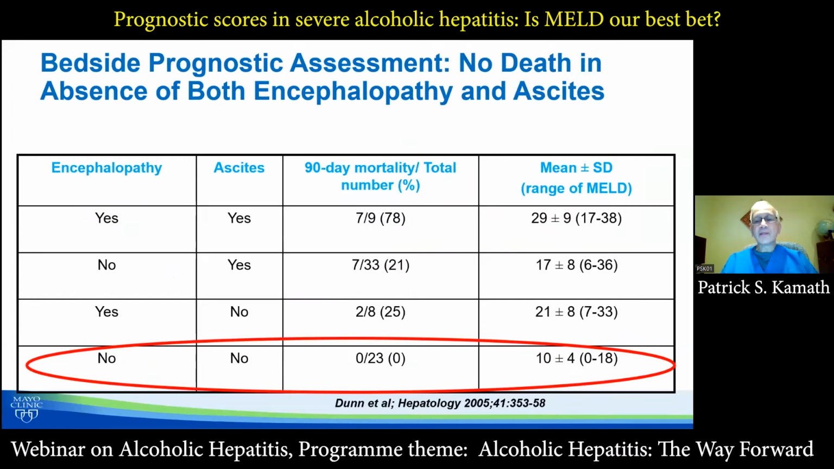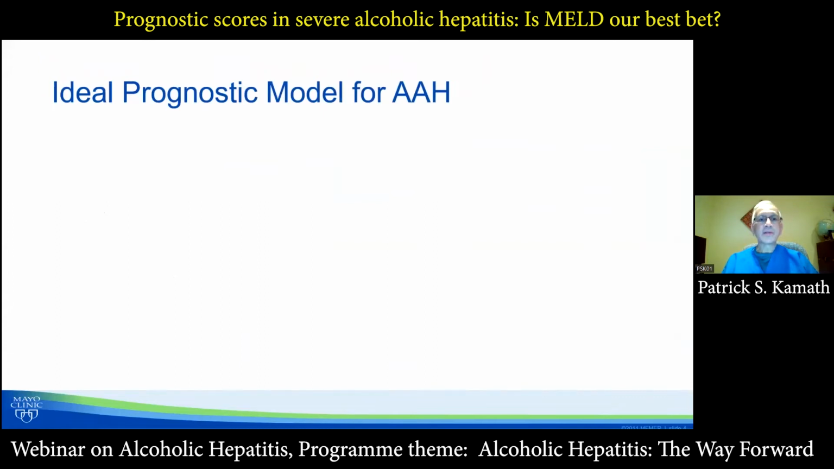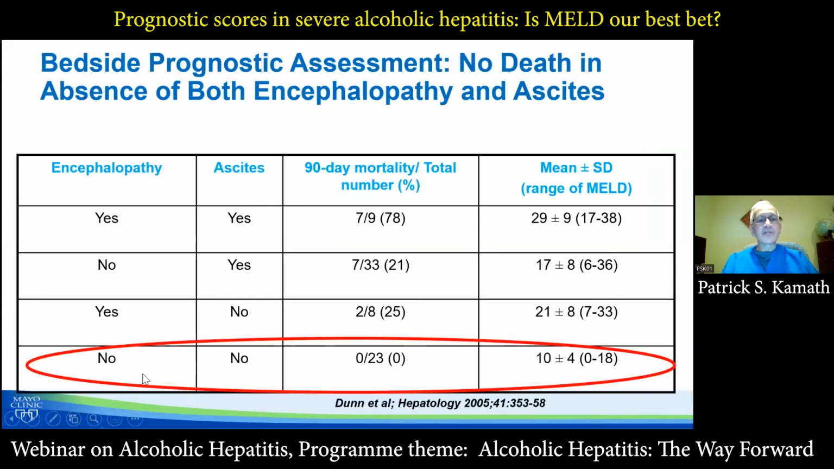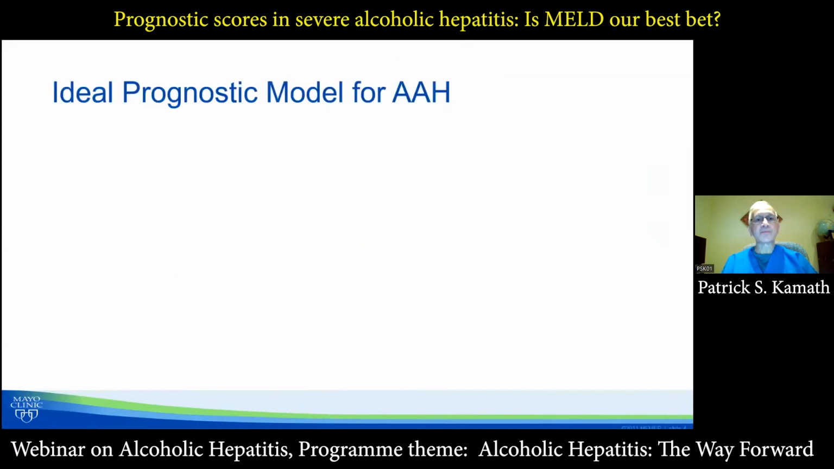So for me, the first examination always starts at the bedside. If there's no encephalopathy and no ascites, I know generally this patient is going to do very well. On the other hand, if I see either ascites or encephalopathy, or especially if I see both, then I need to go to some scoring system to find out what is the risk of mortality in this patient.